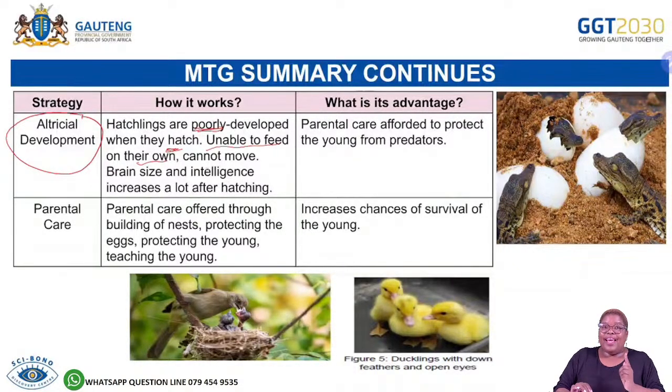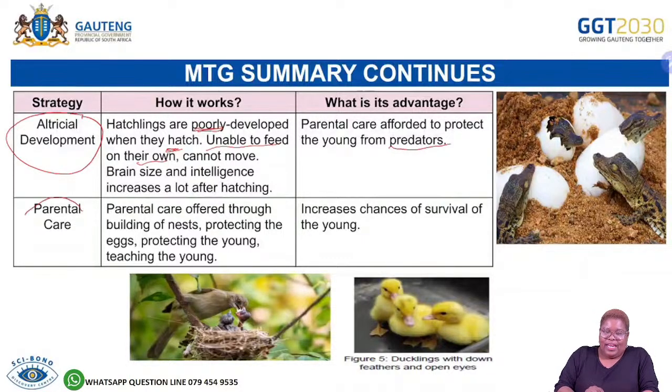Cannot move at birth. Brain size and intelligence increases a lot after hatchling. Okay? Now, what is the advantage of altricial development? Parental care afforded to protect the young one from predators. So you are going to be protected by the adults. You are going to be protected by the parents from predators. So with predators, yes, we can liken that to enemies, for an example, right?